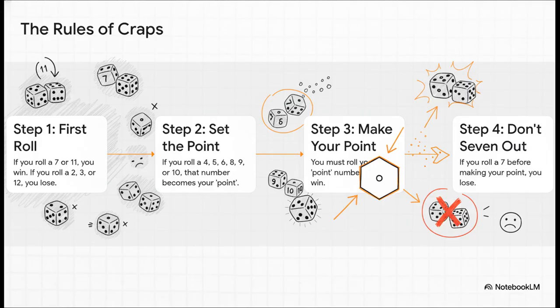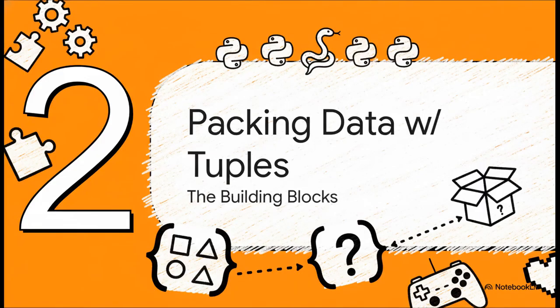Okay, so the whole game really hinges on that very first roll. Here's the deal. If you roll a 7 or an 11, boom, you win instantly. If you get a 2, 3, or 12, that's called craps, and you lose right away. But if you roll any other number, a 4, 5, 6, 8, 9, or 10, the game isn't over. That number now becomes your point. And your new goal is simple. You have to roll that same point number again before a 7 shows up. If you roll a 7 first, you 7 out and you lose the round. All right, now we get it.